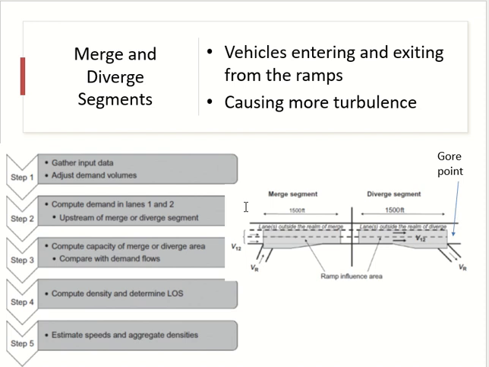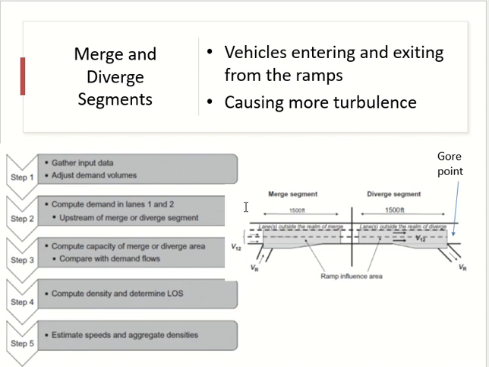What else? For merge and diverge both segments, we are talking about this gray area. We are doing the analysis for this gray area now. Outside the gray area is called basic freeway, the one which you already covered. The analysis which we have done up till now with multi-lane highways is for basic freeway segments.